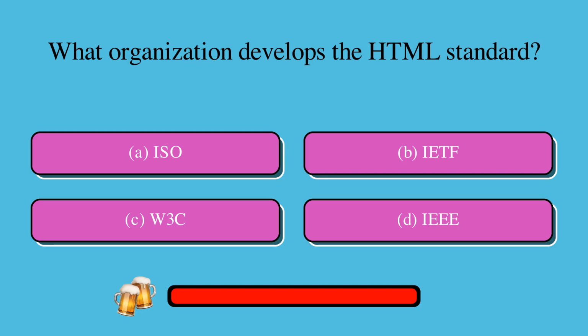What organization develops the HTML standard? Is it A, ISO, B, IETF, C, W3C, or D, ITU? The correct answer is C.